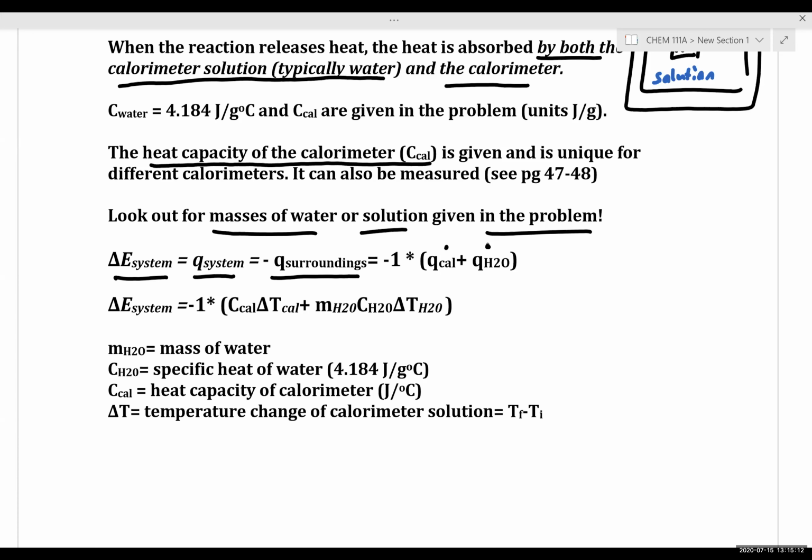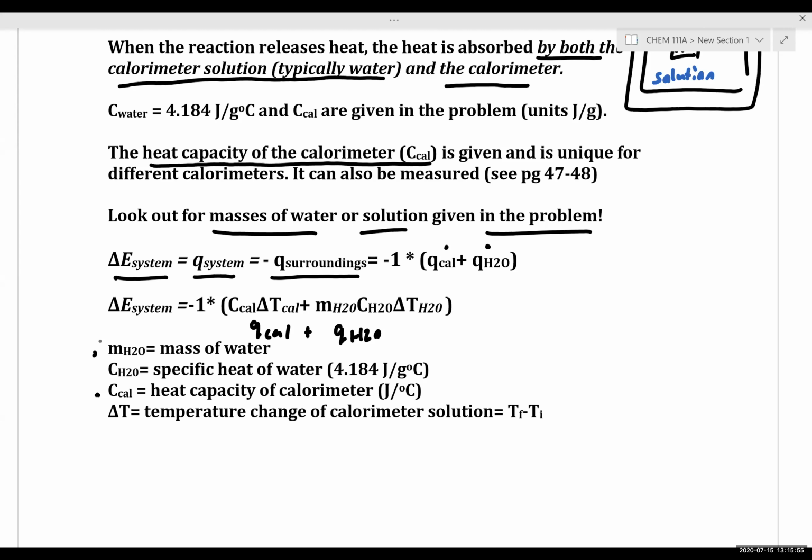So then we know previously that Q calorimeter is just the heat capacity of our calorimeter times the change in temperature, and the heat absorbed by our water or the solution is just the mass of water times the specific heat of water times the change in temperature of water. Okay, so we'll be given the heat capacity of the calorimeter or the mass of water present in our calorimeter.